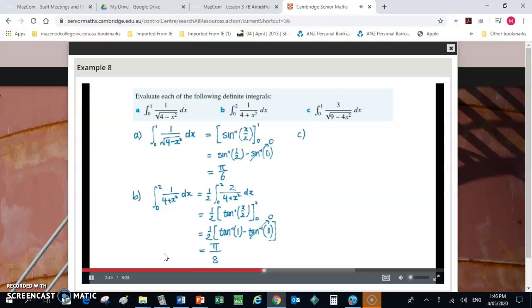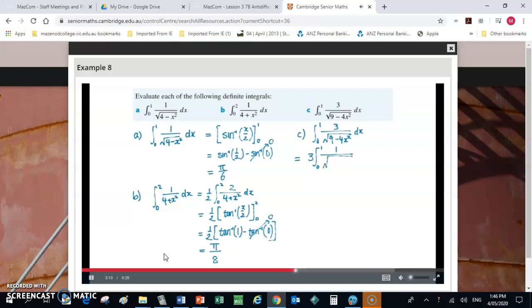Number C. Now this is a very difficult one to do because as looking at it, it doesn't look like any standard integral that we know. It has got a square root in there, so we know it's going to be a sine inverse. However, if it's going to be a sine inverse, we can't have the 4 in front of that x squared. That's not standard form. So what we need to do is take that 4 out. We can also take the 3 out, which then gives us the 1 on top. So it's going to be 1 square root.